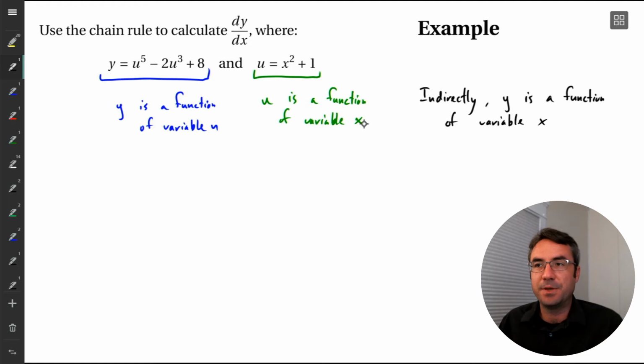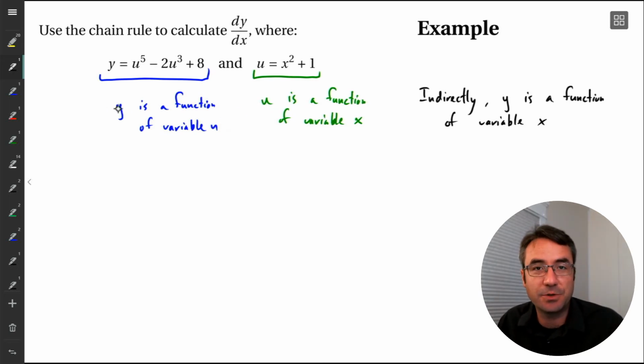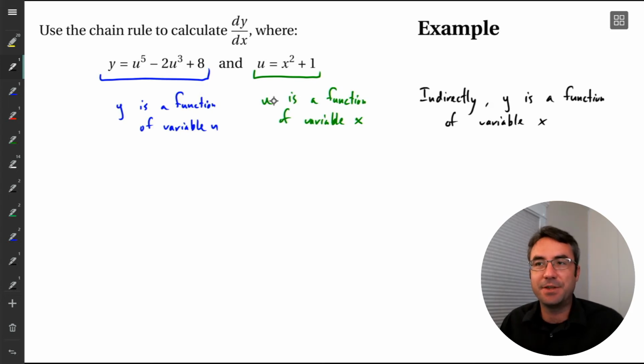All right, so if we change x, that's going to change our function u, which is going to change our variable u here, which will ultimately change our function y. So indirectly, if x varies, it's going to change y.